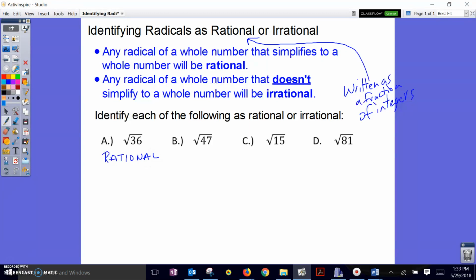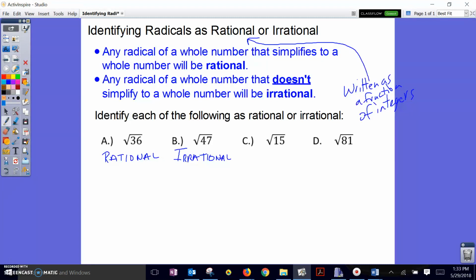Next one, square root of 47. Is there a number that when we multiply it times itself gives us 47? The answer to that is no. It's really close to 7. 7 times 7 is 49. And we saw from part A, 6 times 6 is 36. So this is going to be somewhere between 6 and 7, but it's not going to come out to be a whole number, and therefore this one is irrational.